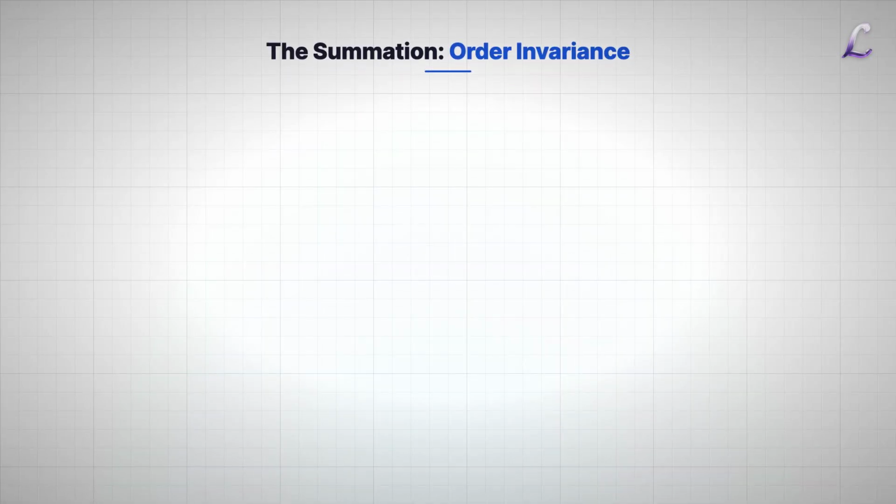But now we have a list of relationships for every pair. How do we combine them? Look at the sigma symbol. We simply sum them up. This isn't just for convenience, it's mathematically vital.